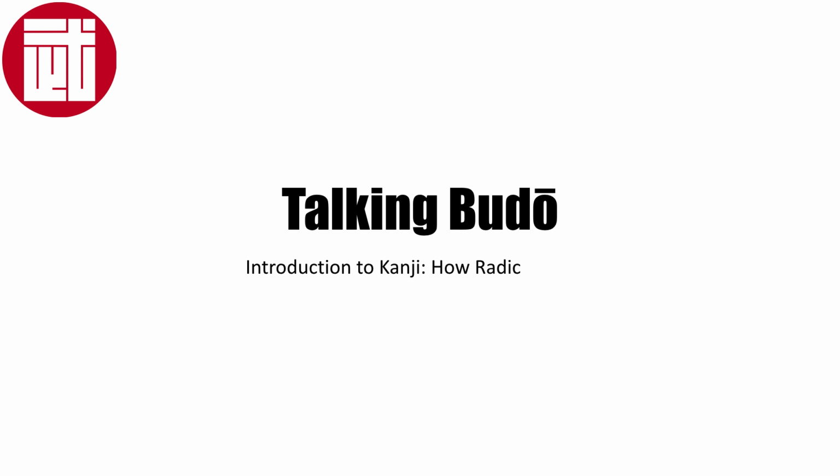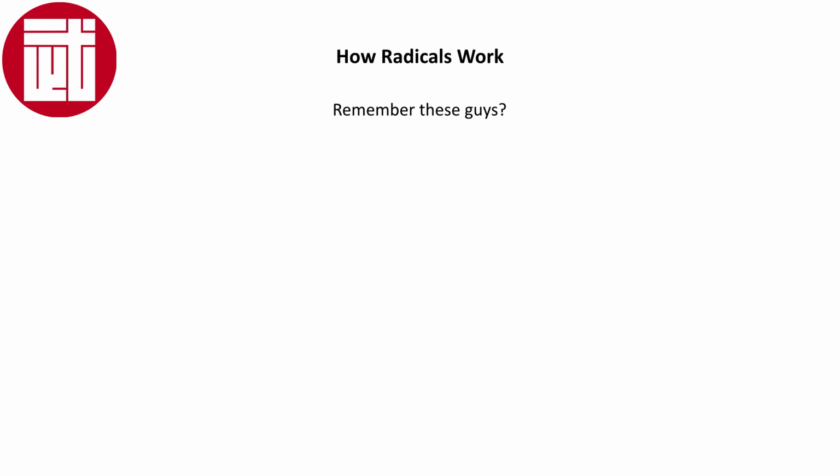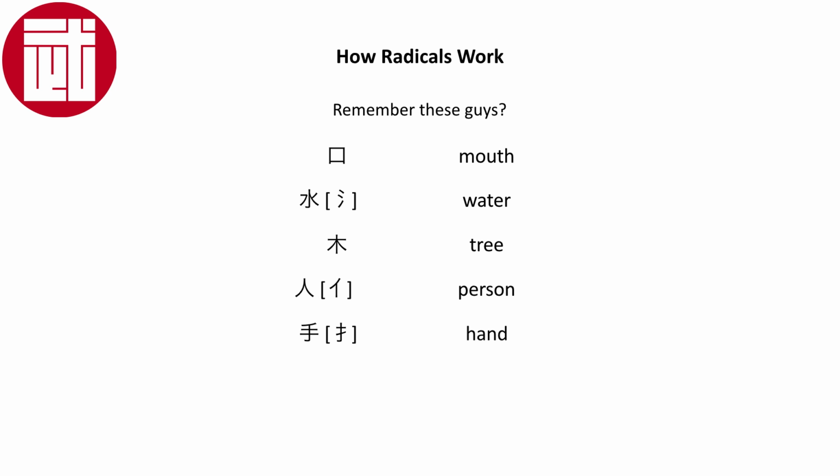Talking Budo, Introduction to Kanji, How Radicals Work. Remember these guys? Mouth, water, tree, person, hand, and heart. Let's make some characters out of them.